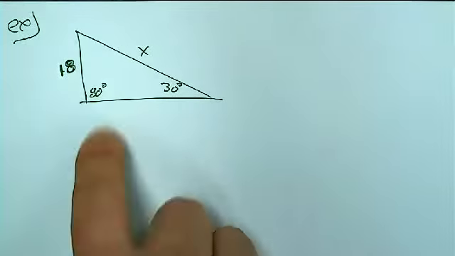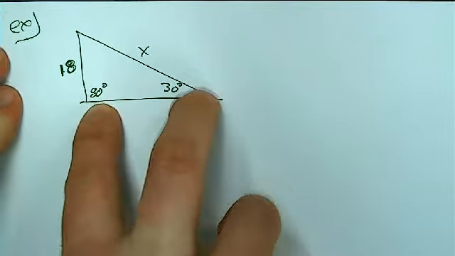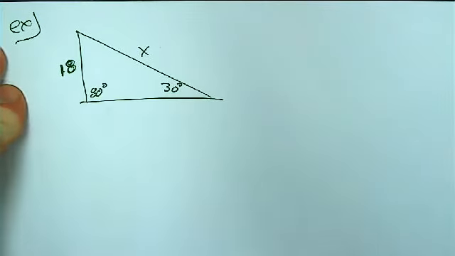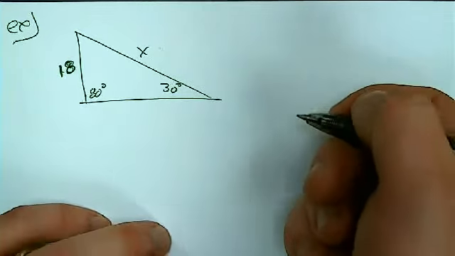So it's not quite a right triangle. So there's an 80 here, 30 here. This side is 18. This side's my unknown. What's the proportion going to look like using the law of sines?